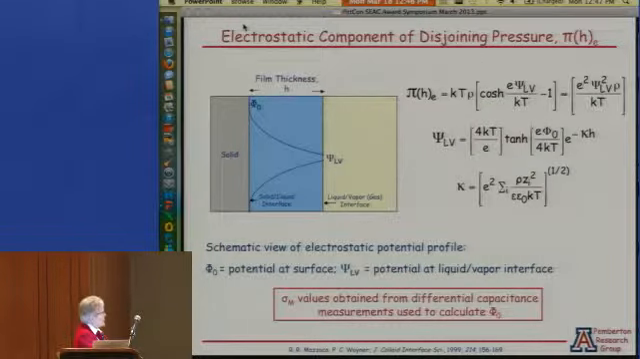And similarly, the electrostatic contribution to the disjoining pressure is related, in a charged interface, to the potential at the liquid-vapor interface. We know from electrochemistry, in fact, we can measure from differential capacitance measurements the surface charge, which allows us to calculate the surface potential, and then, using basically a Gouy-Chapman-Stern model, calculate what the potential is at the liquid-vapor interface to get the electrostatic contribution of the disjoining pressure.